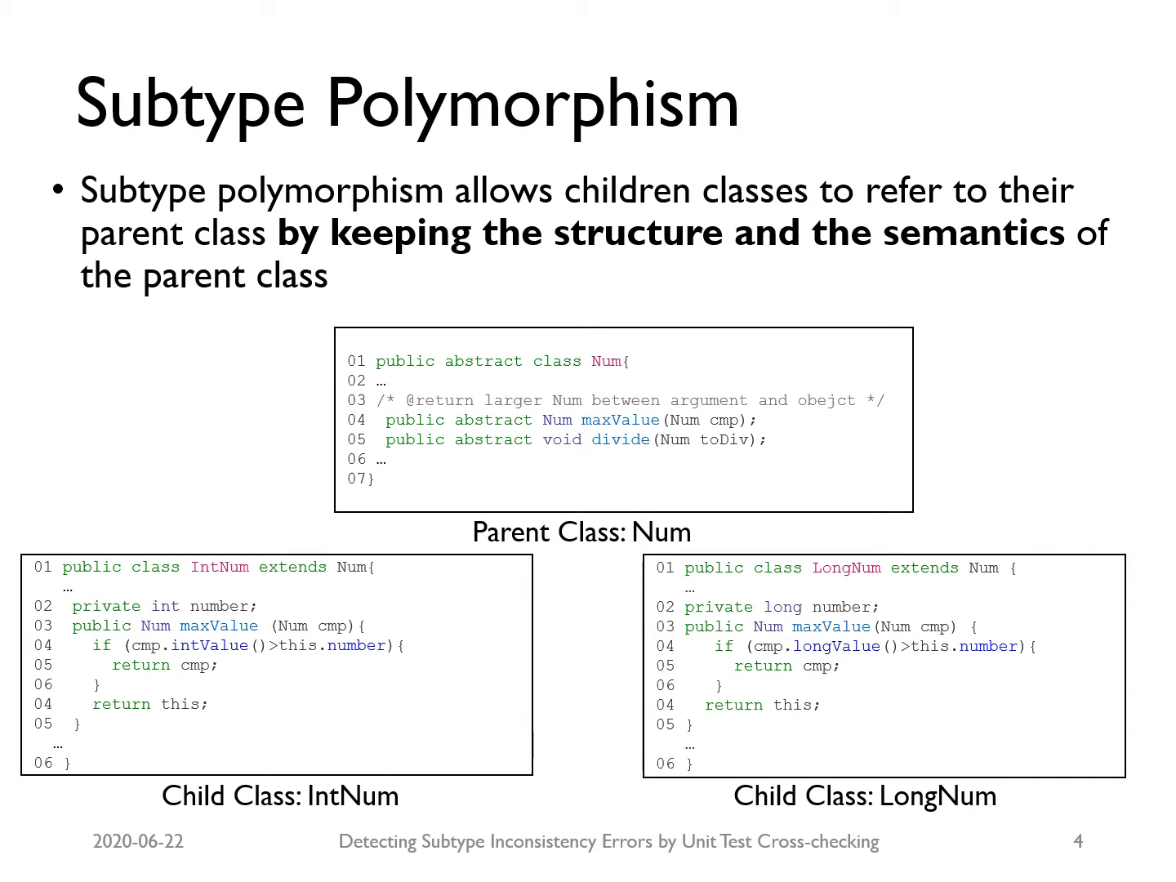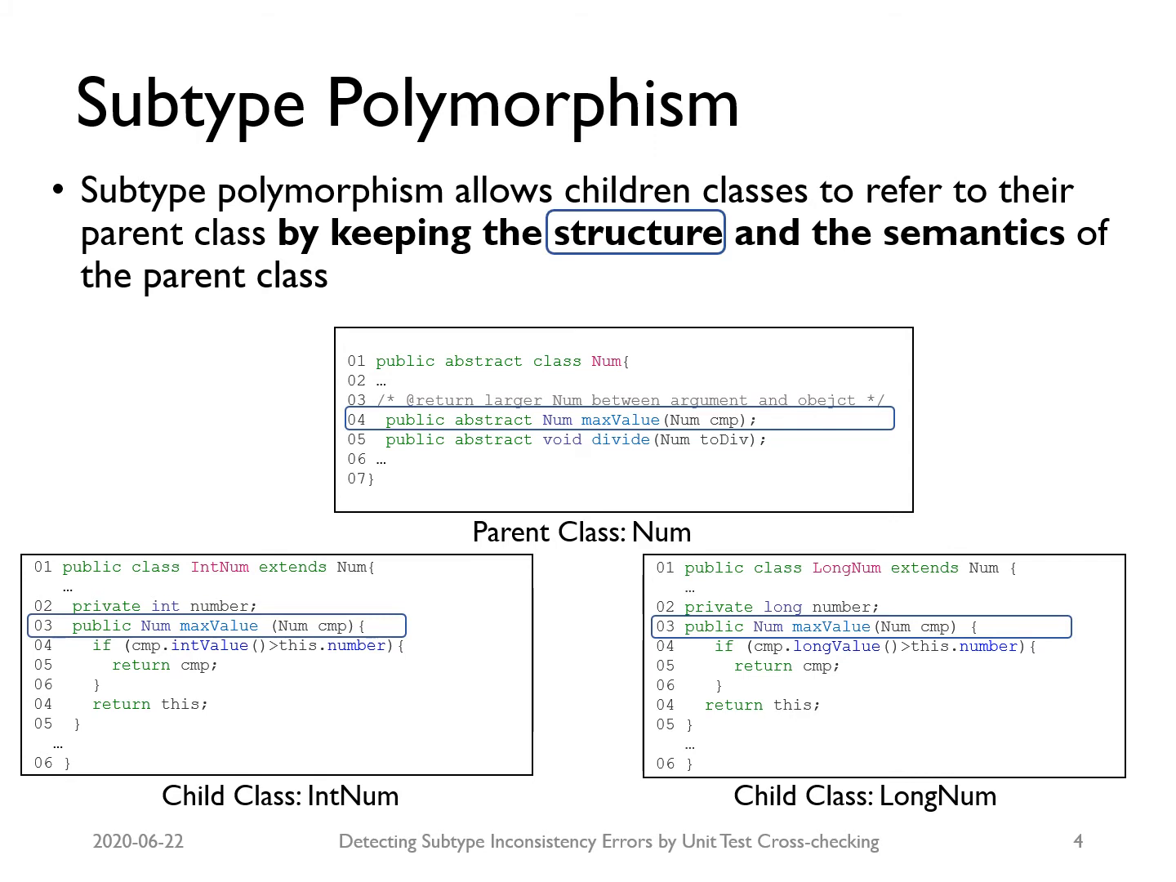Below is an example of the subtype polymorphism. Under the parent class Num, there are two children classes, IntNum and LongNum. The children classes maintain the structure and the semantics of the parent class. In terms of structure, the return type and the argument type of the method maxValue are kept as they are defined in the parent class. And in terms of semantics, both children classes return the larger number between the argument and the object.